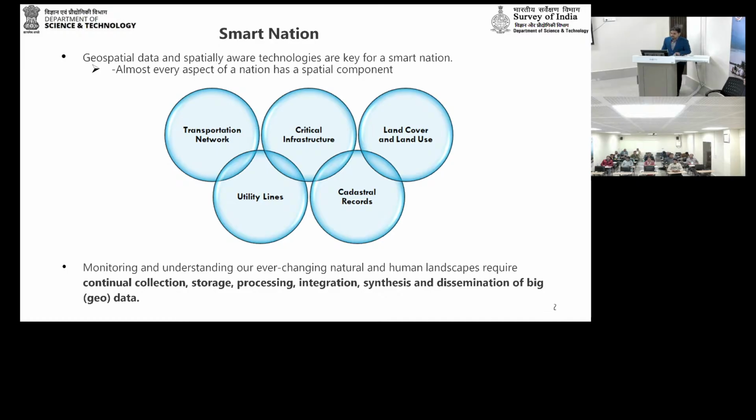For every smart nation, geospatial data and especially our technology are key. Almost every aspect, like transportation networks, critical infrastructure, land cover, land use, utility lines, and cadastral records, has a spatial component. Means in all of these, location-based parameters are used. Monitoring and understanding our ever-changing natural and human landscape requires continual collection, storage, processing, integration, synthesis and dissemination of geospatial data.